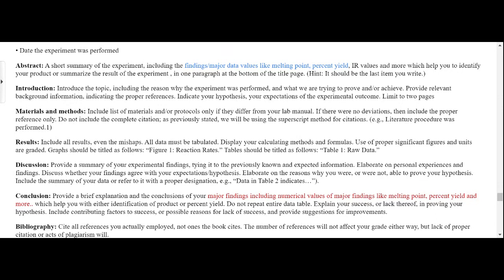Let me see if there's a question that I have to answer right now. The lab report is in pen.